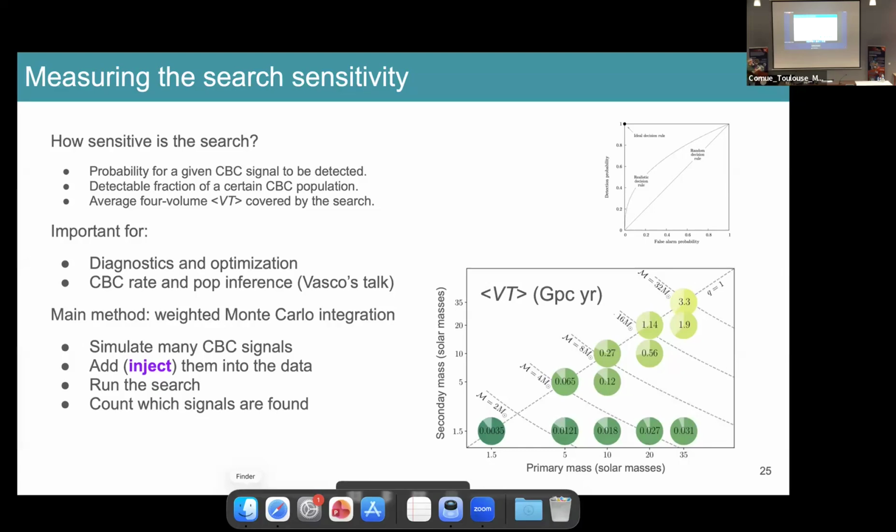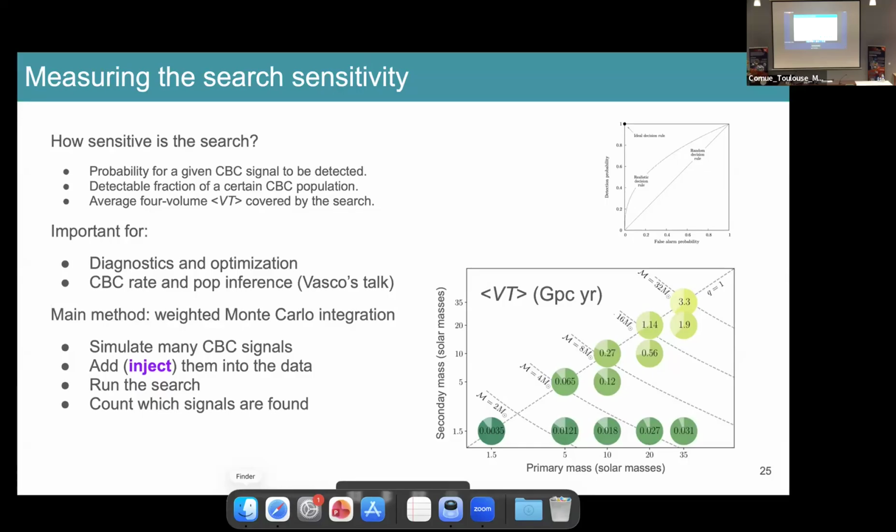So we want to measure what is the probability that we will detect a signal with this particular configuration of the threshold. And this is important, for example, because we want to convince ourselves that the search works. Otherwise, there is not much point. But we also need this to measure, for example, the CBC rate, as we will see tomorrow. So this is actually important for science, not just for debugging.